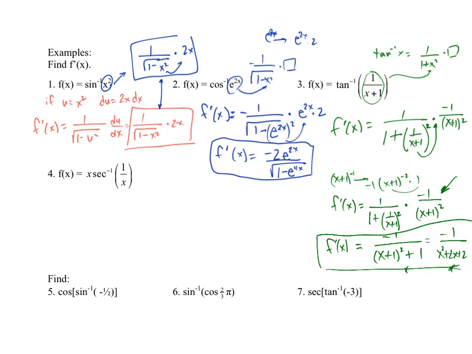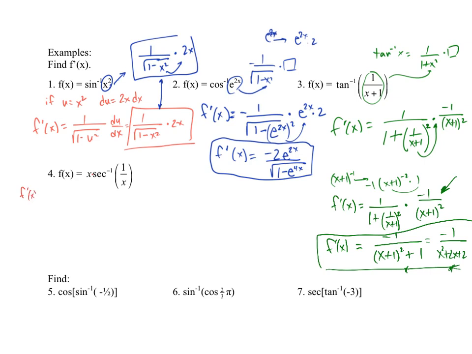All right, so let's do number 4. I'm going to need quite a bit of room for number 4, so I might write here a little bit smaller. Let's just see how this works out. Okay, so for this one, we have x times the inverse secant of 1 over x. So we're going to need to do a product rule here, because I've got this times this one.